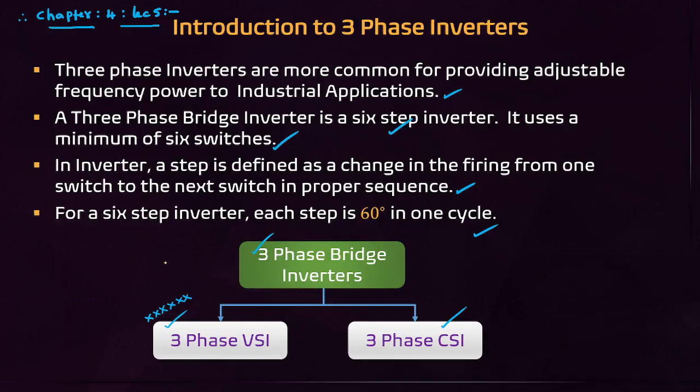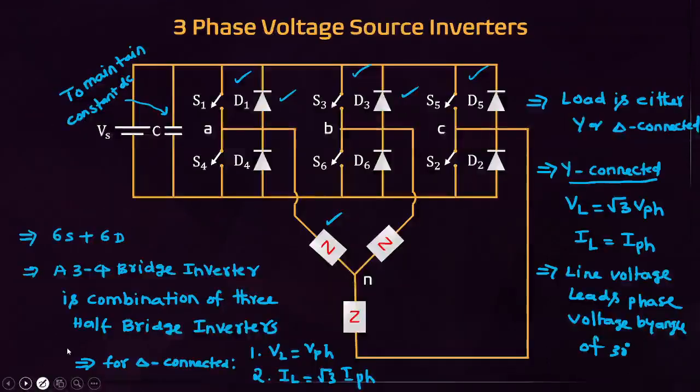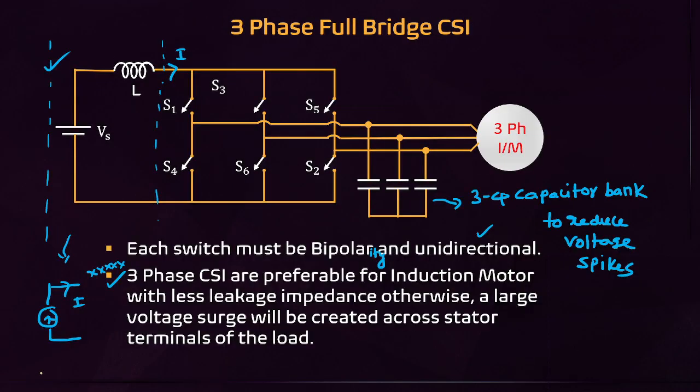And one more topic with respect to inverters. This is the final concept with respect to inverters. Three-phase inverters are nothing but six-step inverters. It is a combination of three half-bridge inverters. How many switches and how many diodes? Six switches and six diodes. But these three-phase bridge inverters are operated in two modes. One is 180-degree mode, another one is 120-degree mode.